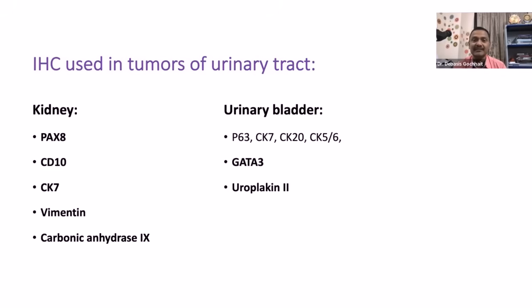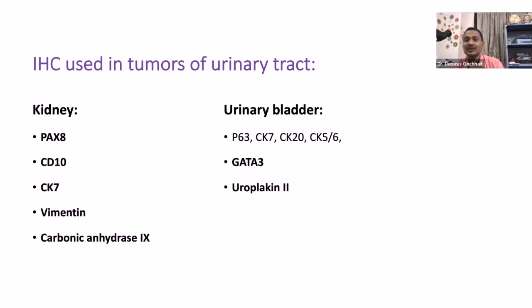Again, if you remember, I have highlighted here GATA3. Now GATA3, I told you in one more system. Which system did I tell you? It is very important to decide if it is primary or secondary. It is breast. Okay. So now you see GATA3 has an application in urinary bladder tumor. GATA3 has an application in carcinoma breast also. Okay. But here you have to be careful in which context you are interpreting.